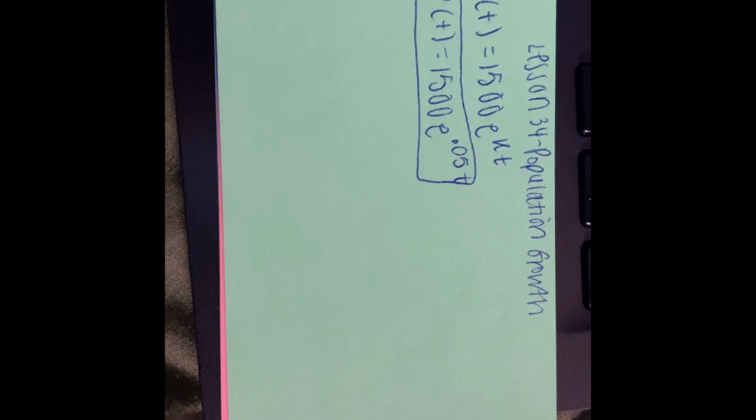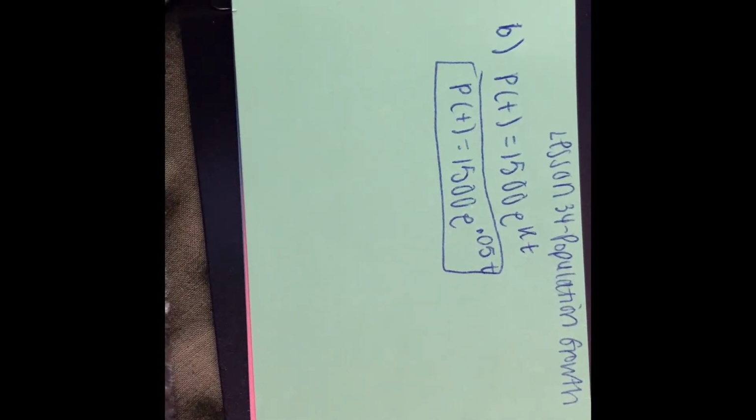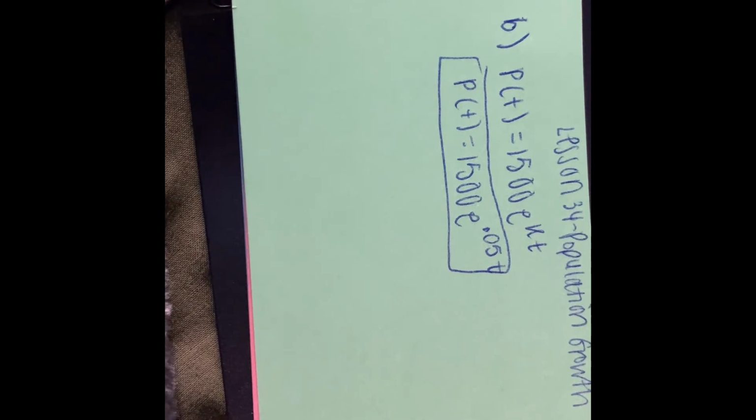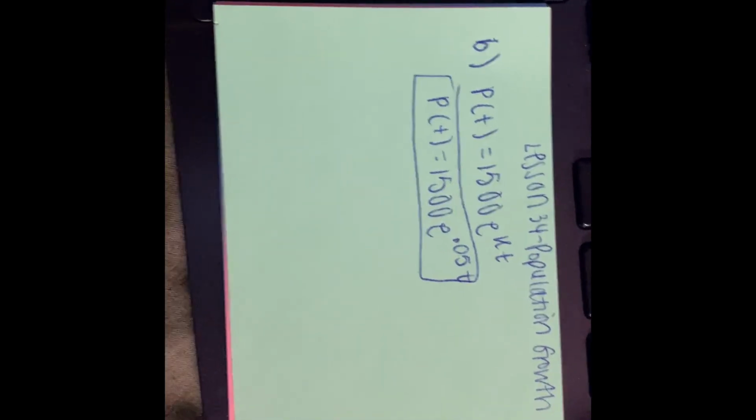Part B asks us to use what we found to generate an equation for the population at any time for this problem. So we can use the general equation and fill in k, which we just found, which is 0.05, and that gives us our final answer. And this basically tells us that the population increases by 5% every year compounded.